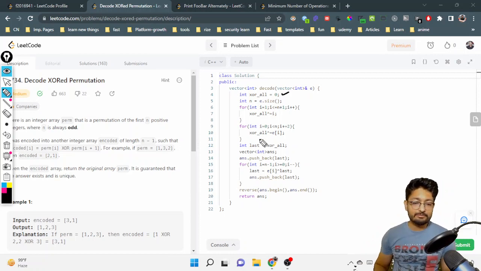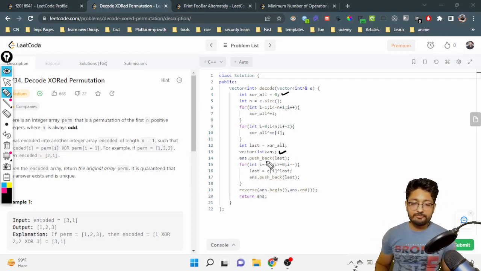So now the last number is the one that remained after doing all this operation in XOR all. So XOR all now stores the last number of the permutation. Now I have that. Now I will make the final answer vector that will store the whole permutation. So I will make an answer vector and push this last number into it. Now I have the last digit.